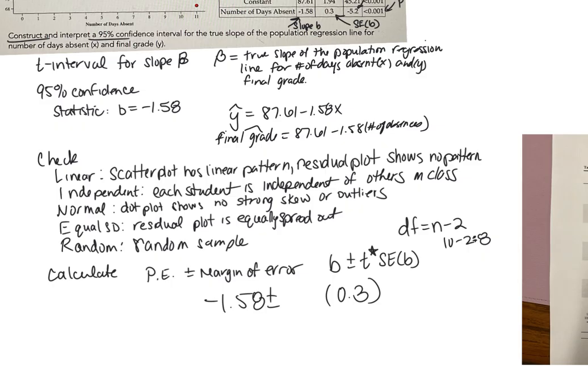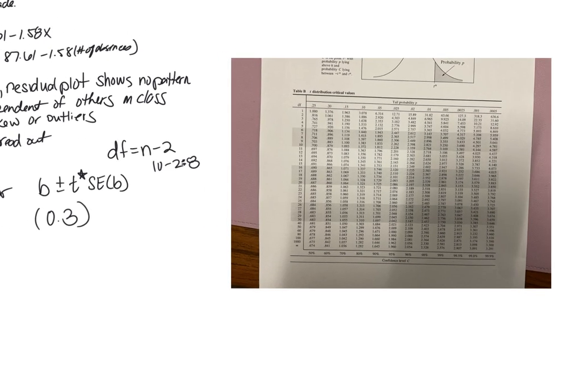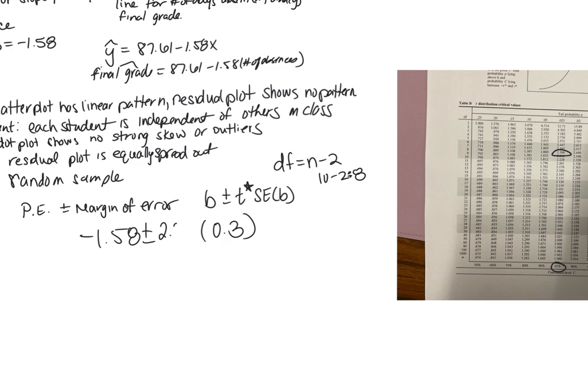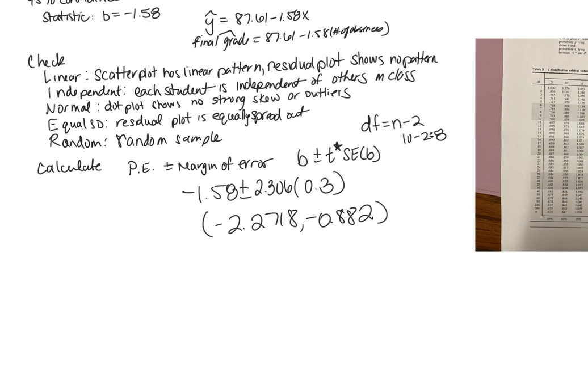And let's look over at our table here. I just imported a picture. I have 95% confident and 8 degrees of freedom, so 2.306. And then we'll do the math. So we get negative 2.2718 and negative 0.882. Now both of the intervals are negative, so there is evidence of a negative association. If zero's in the interval, there's evidence of no association.